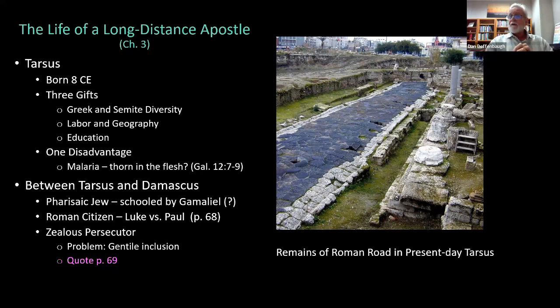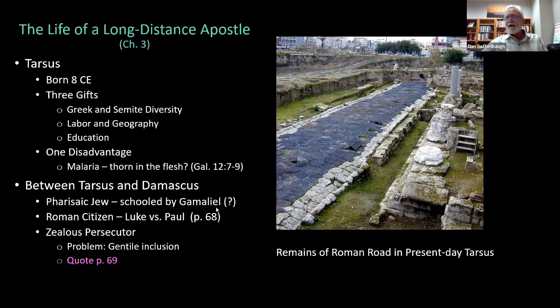And Paul argued against circumcision. He also argued against kosher eating for Gentiles. So this was a real radical Paul that we're talking about. Radical with respect to his relationship with the Roman Empire, and radical especially with respect to his relationship with the traditional Judaism from which he came. So I wanted to conclude with that quote.